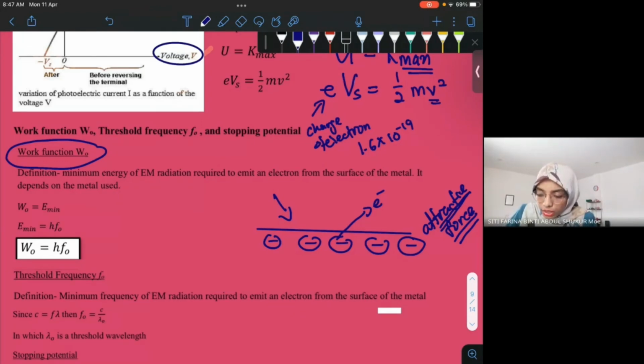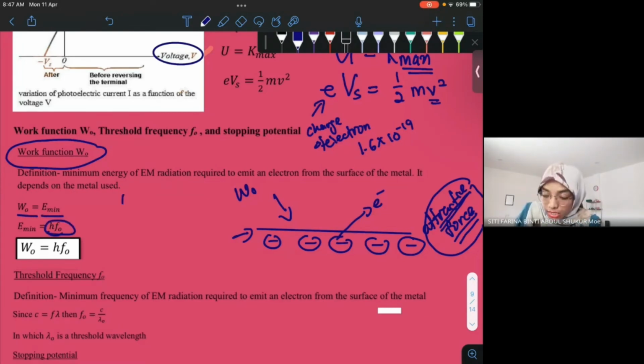And this work function always depends on the type of the metal. So different metals are going to have different attractive forces on the electron. Therefore, different metals require different minimum energy to overcome these forces. Okay, so W0 is also known as the minimum energy, which is HF0.